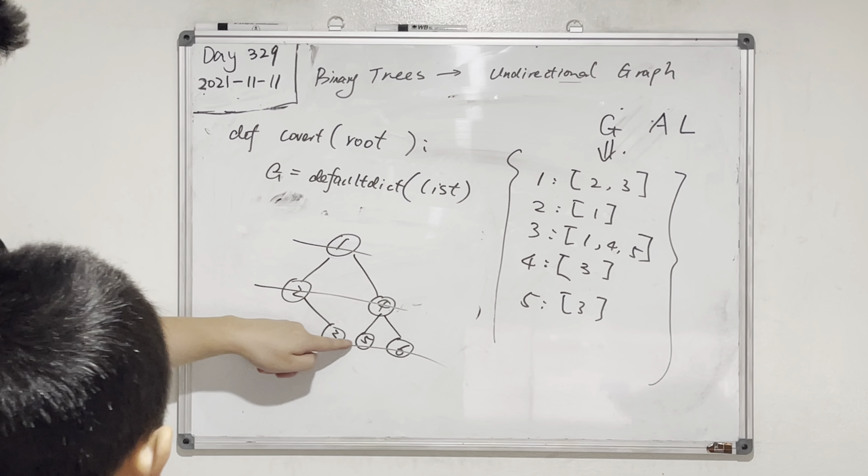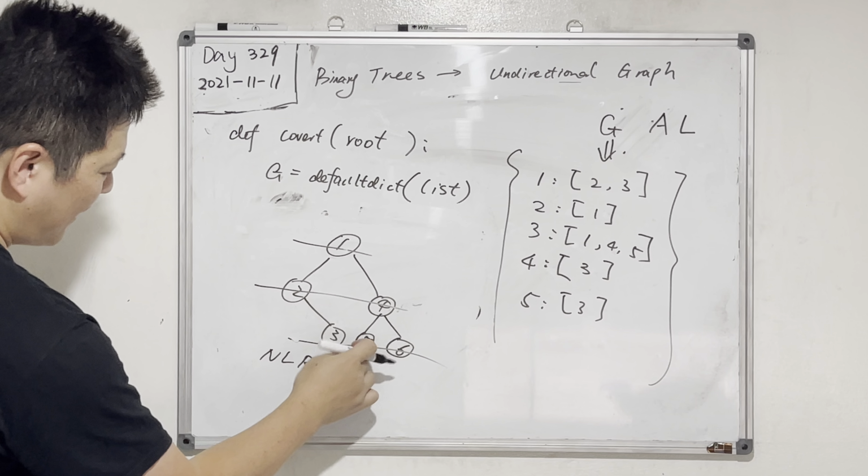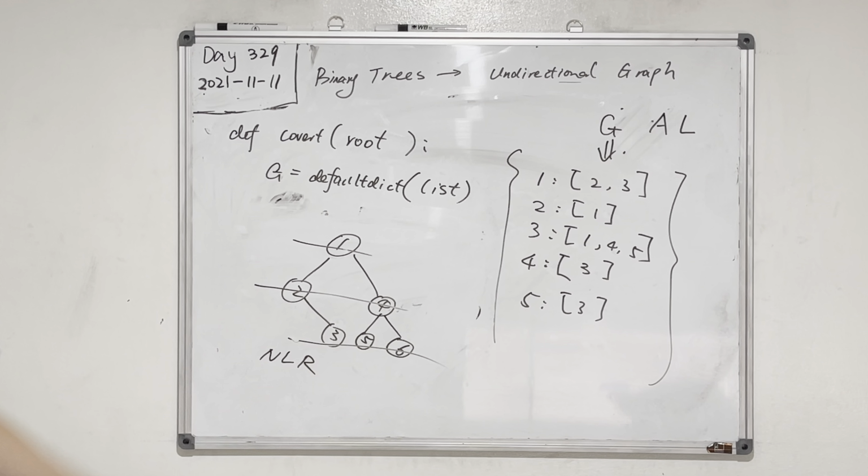This is not a binary search tree, because look. But it's pre-order. What's pre-order? Node, left, right. We visit the node first, and then we visit the left, and we visit the right. So it's 1, 2, 3, and then visit the right, which is 4, 5, 6.